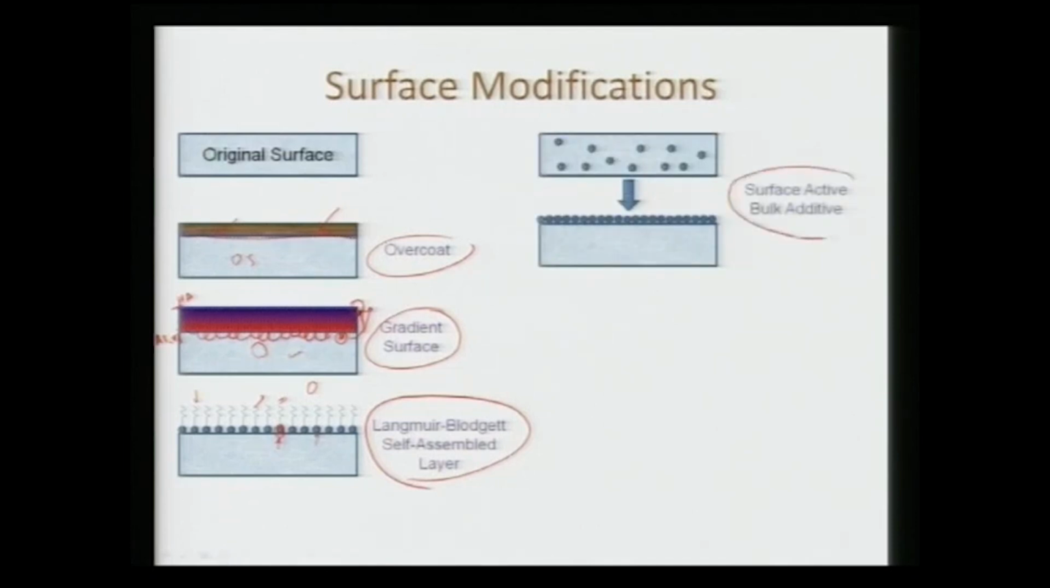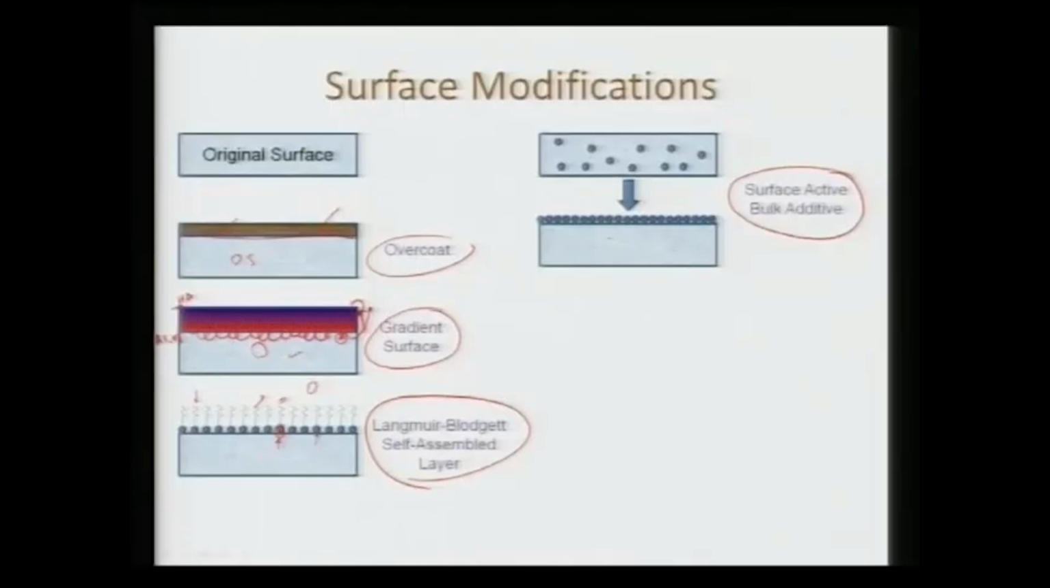Then there is one more feature, we can also add something called surface active bulk additives. In this case, we add certain material in the bulk of this particular original surface, and we play with the interfacial energies of that particular additive, that it will have polar heads, it will also have a certain tail region, and it happens that we can somehow make these particular bulk additives come and sit on the surface just by playing with the interfacial energies of this additive and the original surface.